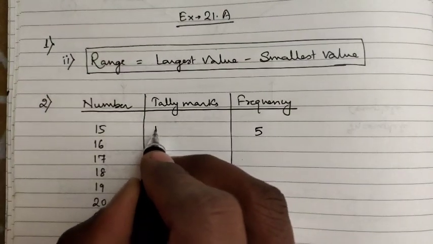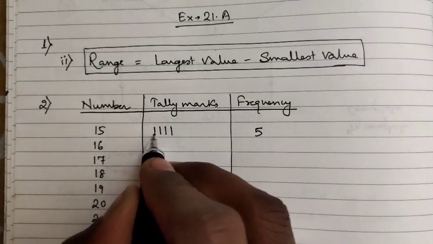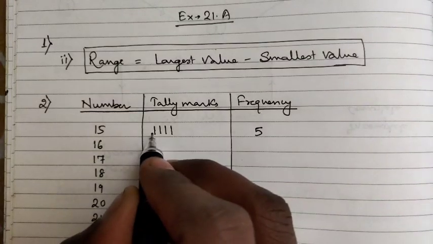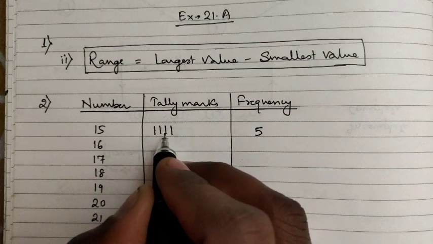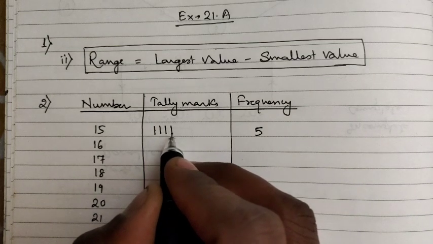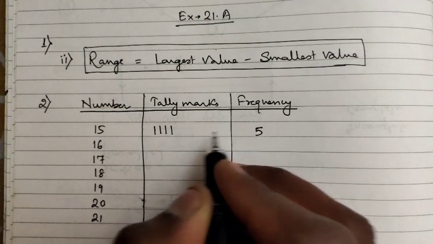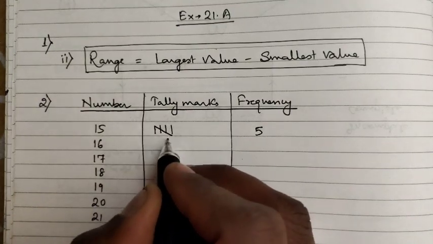Now for tally marks: 1, 2, 3, 4. This line represents 1. If frequency is 1, we draw 1 line. If frequency is 2, we draw 2 lines. If frequency is 3, we draw 3. If frequency is 4, we draw 4 lines. But if the frequency is greater than 4, we cut across those lines. This is 5.